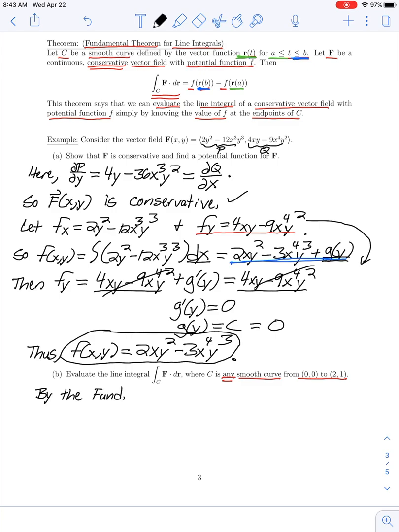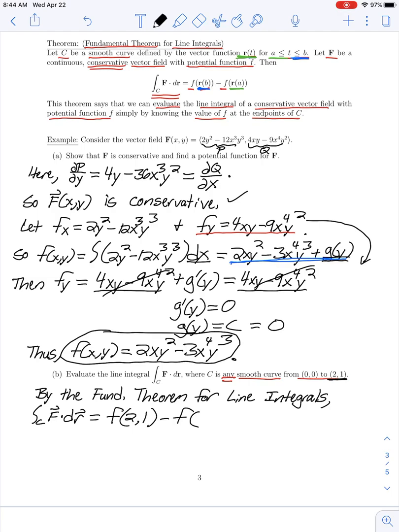So I'll say here, by the fundamental theorem for line integrals, the line integral over the curve C of our vector field F dot dr can be evaluated by looking at the difference in the value of my potential function f at the terminal point of my curve, which we were given here as 2, 1, and the value of my potential function f at the initial point of the curve, 0, 0.